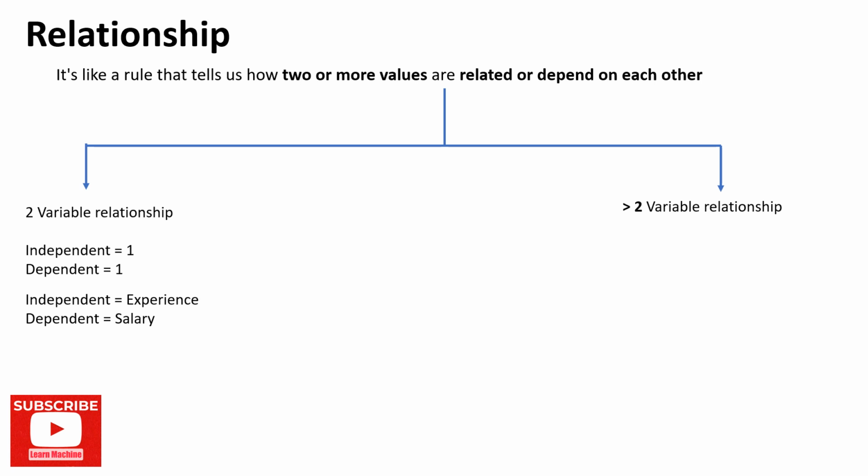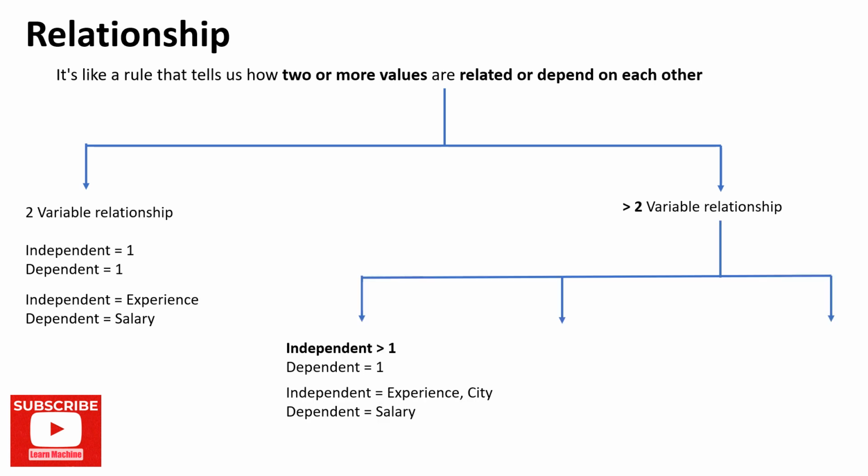But in case of a more than two variable relationship, there can be three cases possible. It can be that independents are more than one, but the dependent is one. For example, independents are experience and city. The user can choose any kind of experience and any city, and based on these two variables, I have to tell him what my salary will be.